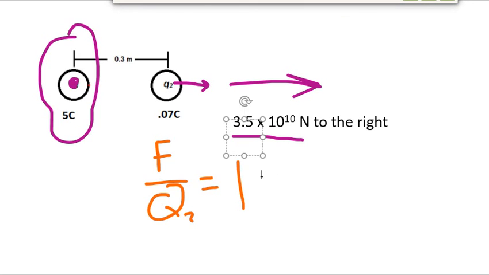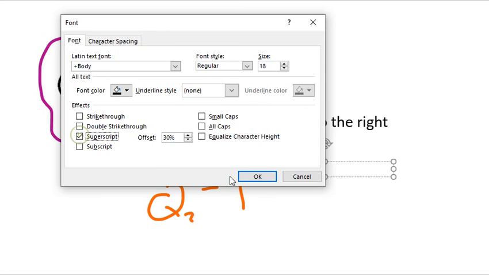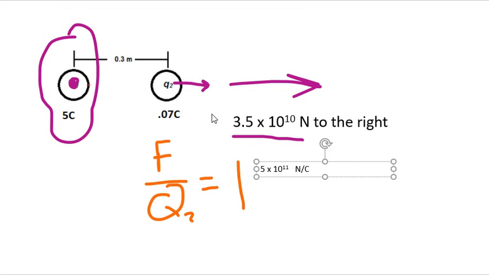there we go. So what would this be? This would be 5 times 10 to the 11th newtons per coulomb. A lot of things move around here. Let's see. Come on. So at this location, because I know I have a charge and I know I have the force on that charge, if I took the force divided by the charge, I could say at this location, this charge is exerting 5 times 10 to 11 newtons of force per coulomb charge that I put there.